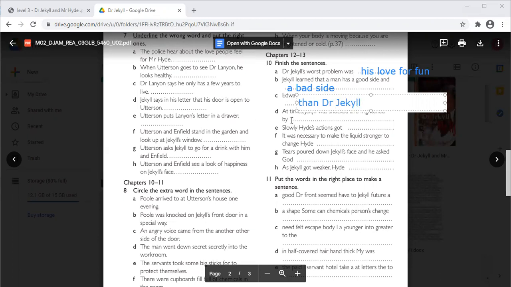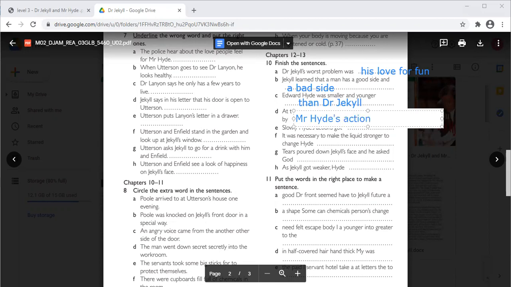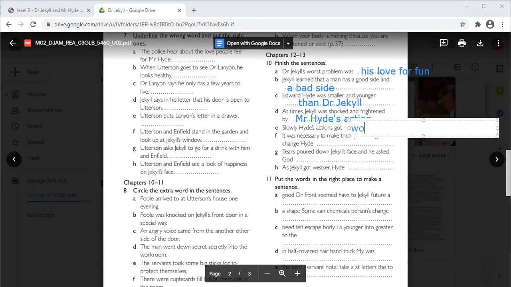Okay, following sentence. At times, Jekyll was shocked and frightened by. What was he shocked and frightened by? Yes, by Mr. Hyde's actions, right? They got too evil and too dangerous that he was shocked by the things he was capable of doing. Slowly, Hyde's actions got, yes, it's correct, they got worse, even worse than before. Now, it was necessary to make the liquid stronger to change Hyde.